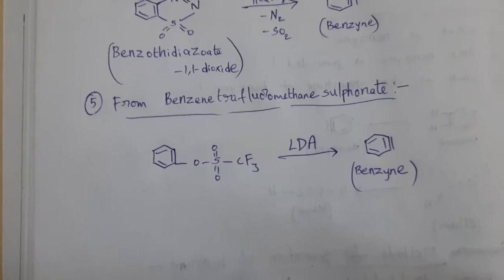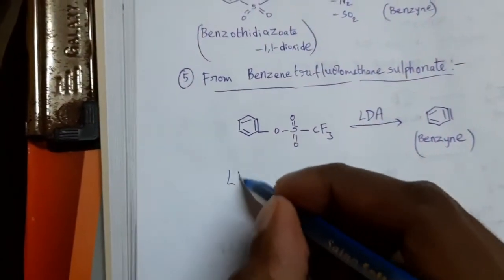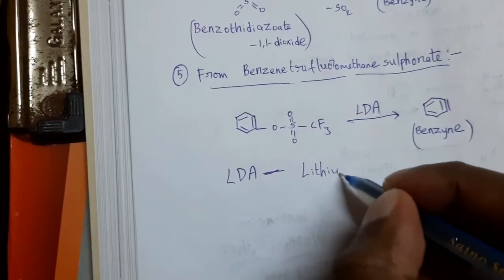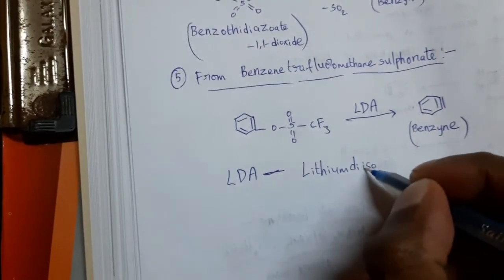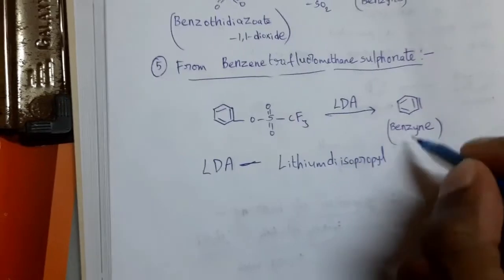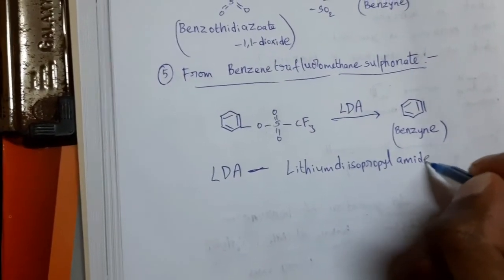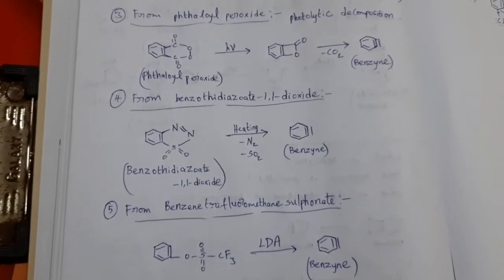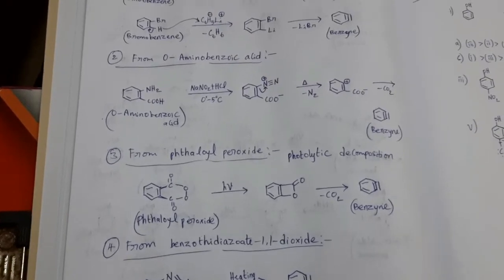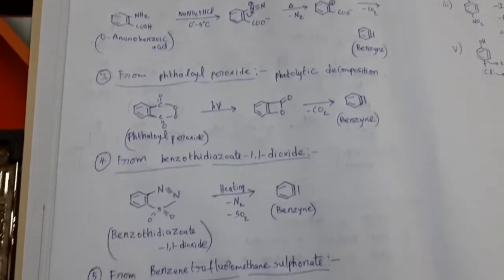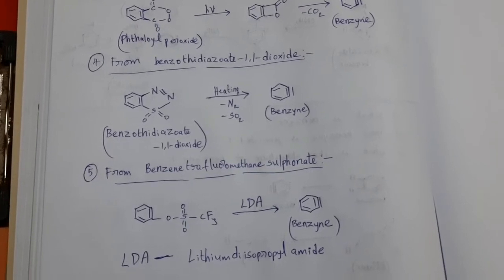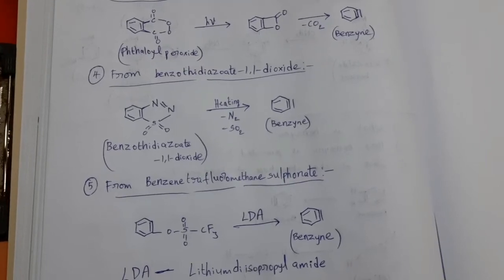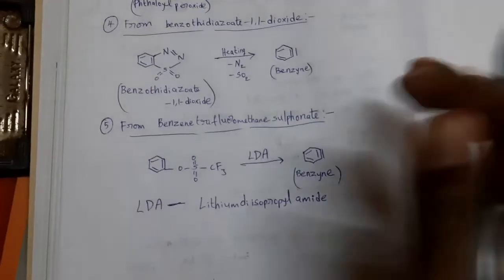What is meant by LDA? LDA is a reagent, lithium diisopropyl amide. It is the reagent's full name. Okay, so these are the 5 preparation methods for benzyne. Now see the structure of benzyne, how bonding takes place, how the triple bond forms, and what its stability and reactivity are. All these things we will discuss now.